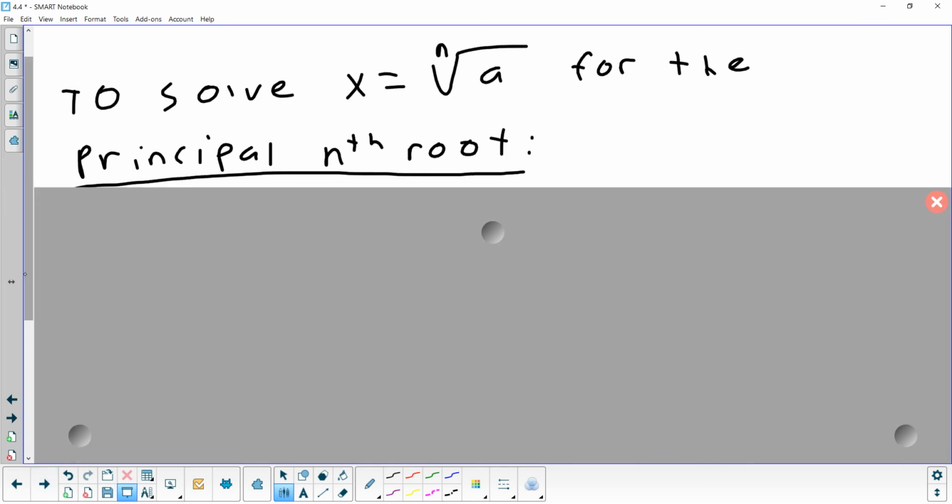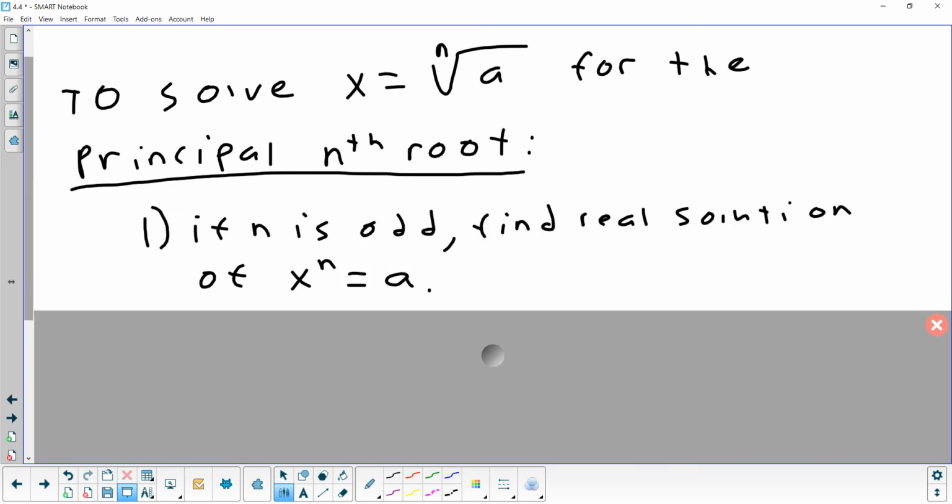So let's talk a little bit about what it means to solve a radical equation for a principal root. First of all, a principal root means they only want one answer. We know from solving square root problems, for example, there are two. If you take the square root of 4, you get 2 and -2. But when they talk about the principal root, they only want one answer. So I'm going to break this up into two cases. Are you dealing with an even root or an odd root? And I'll show you what you do.